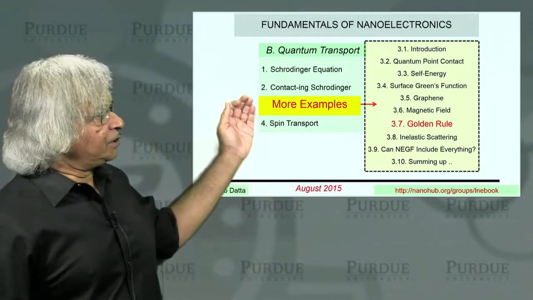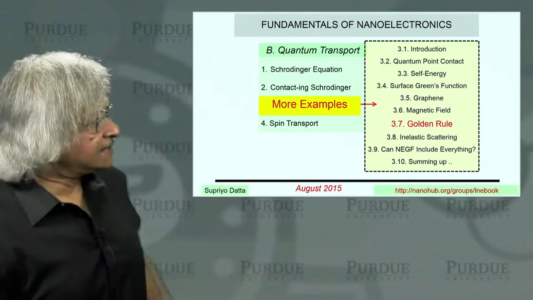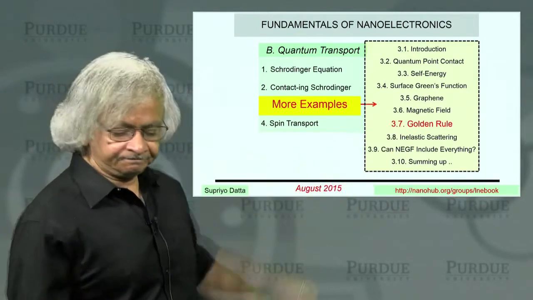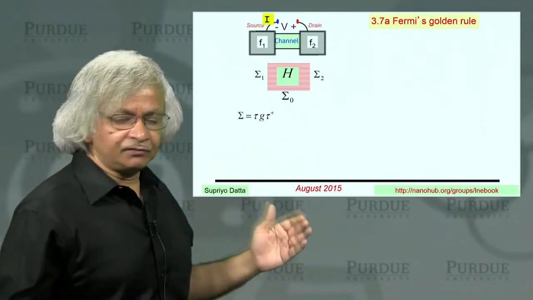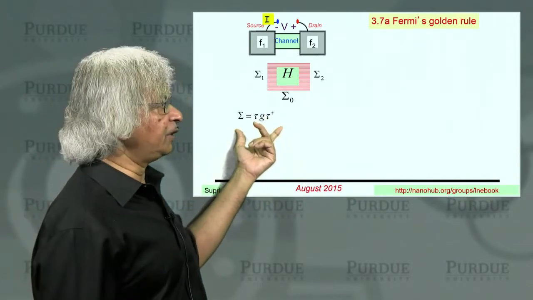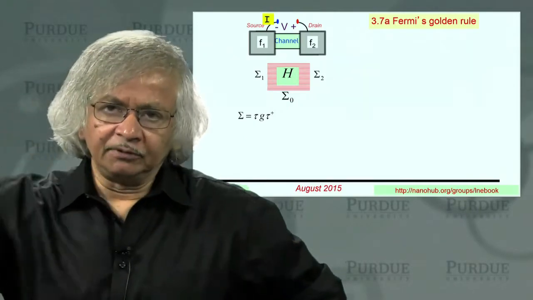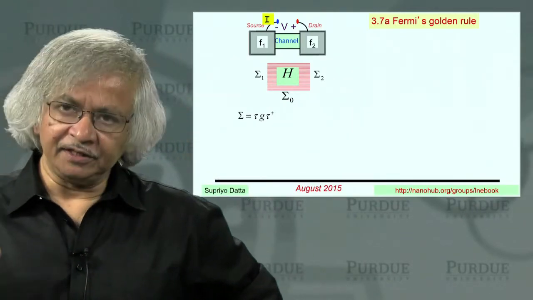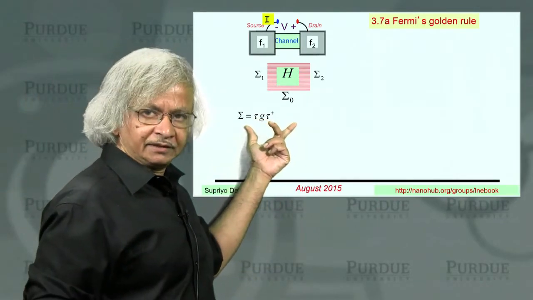Welcome back to Unit 3 of our course on quantum transport. This is Lecture 7. Now, as you know, in the last few lectures we first developed this general way for calculating the self-energy, and then went through a couple of examples involving graphene and magnetic fields on how to use this general method.